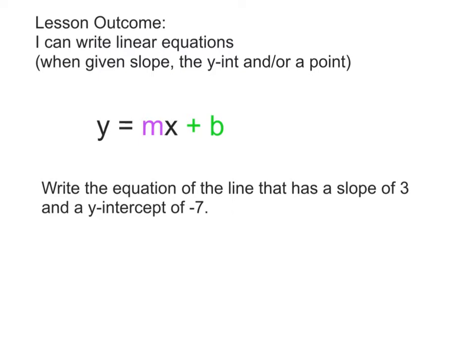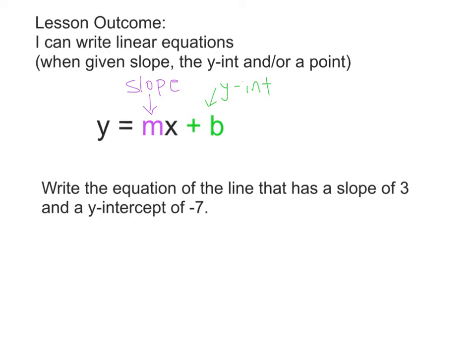Now, depending on what information you're given in a problem, you're going to have to decide whether you use this form of linear equations, which hopefully you remember is slope-intercept, or the next type, which we'll do on the next slide, which is point-slope. All right, so let's just recall that m in our equation y equals mx plus b is our slope, and the b is our y-intercept, where the graph crosses the y-axis.